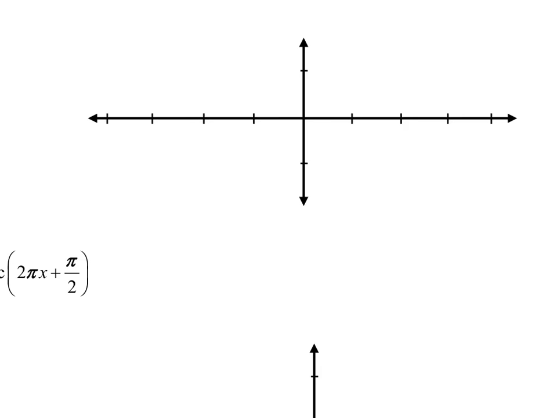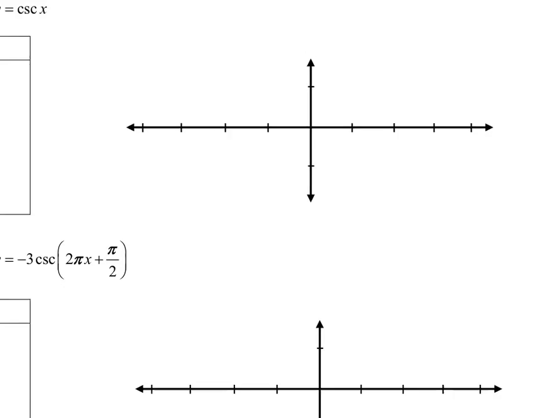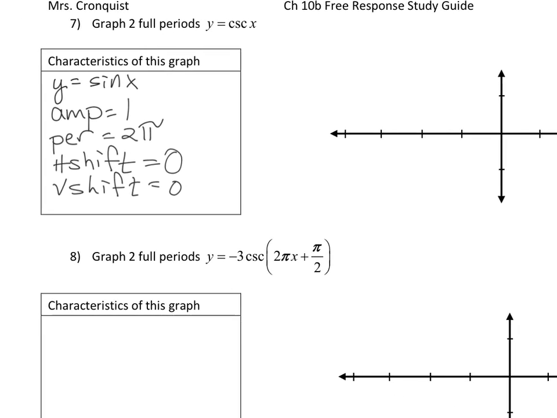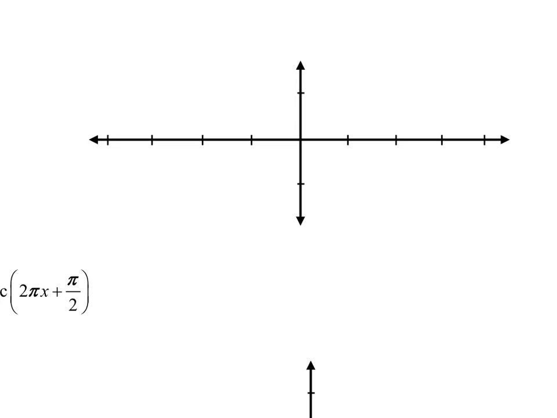Sorry. Mark our tick marks. This is our standard. So we have 2 pi, pi over 2, 3 pi over 2. And then I have minus 2 pi, minus pi over 2, minus 3 pi over 2. All right, my amplitude is still 1, so I have 1 and negative 1.